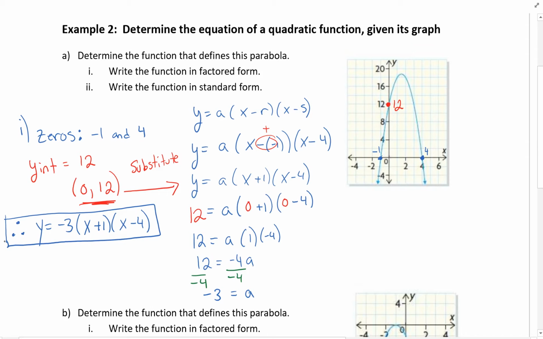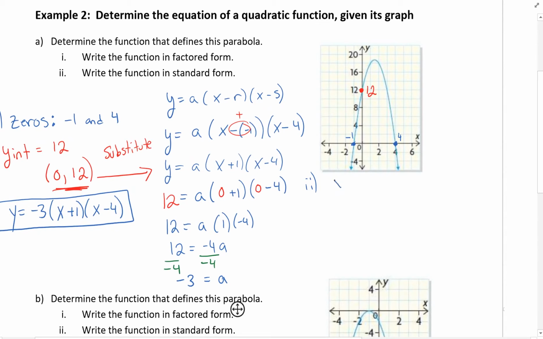Okay? So that's 1. 2 says write it in standard form, and in standard form you're just going to have to go back to your grade 10 FOIL. You're going to first, outside, inside, last, multiply that out, and then you're going to have to distribute the −3. So I'm going to do that in the space here. Hopefully you have enough space. So start with the formula that we just figured out: −3(x + 1)(x − 4).